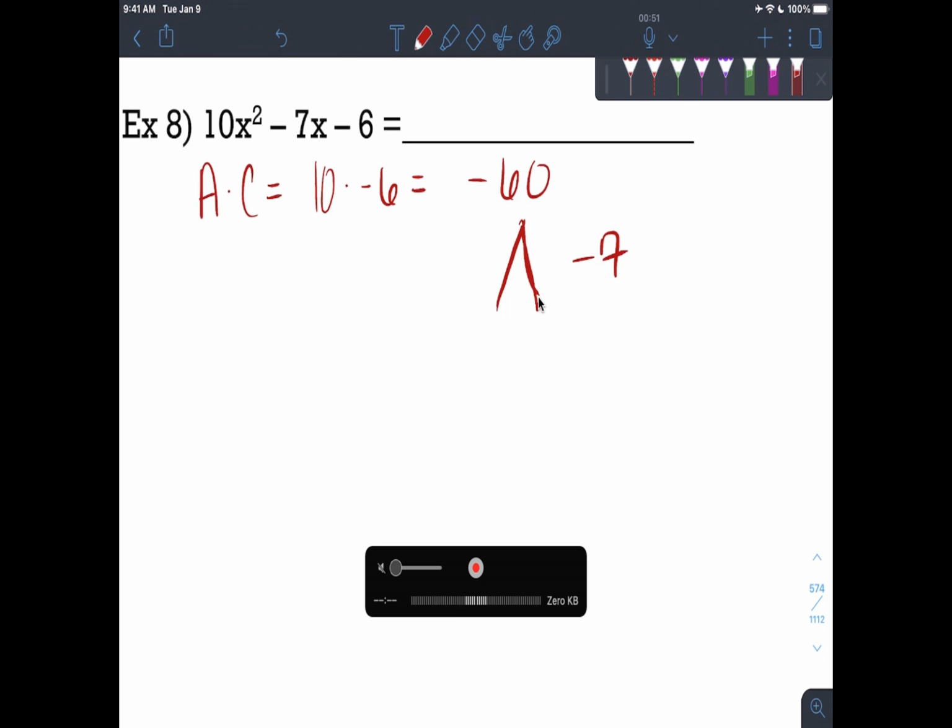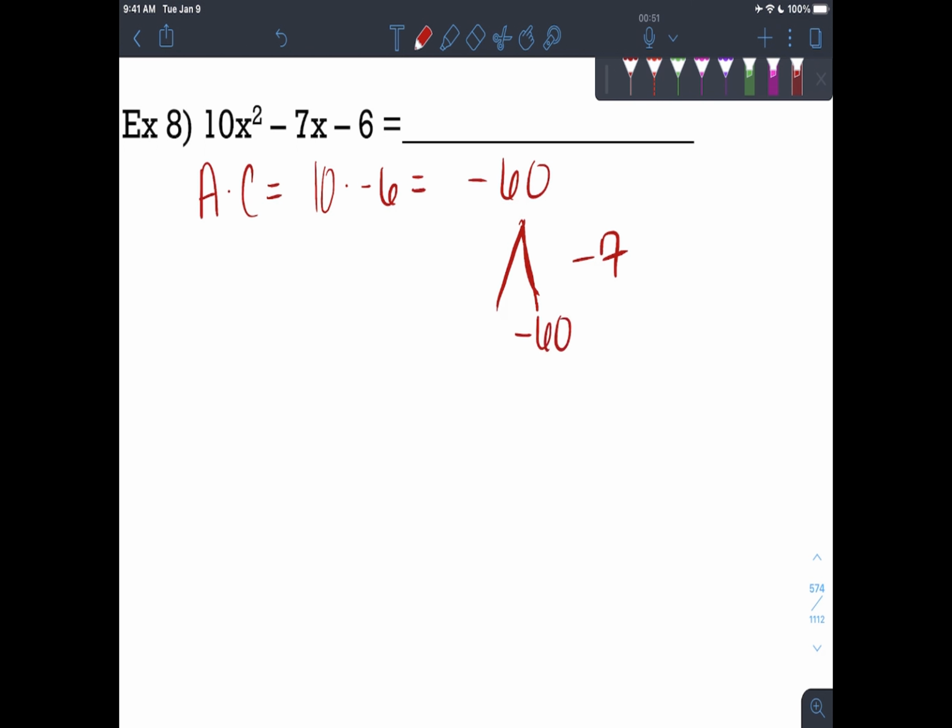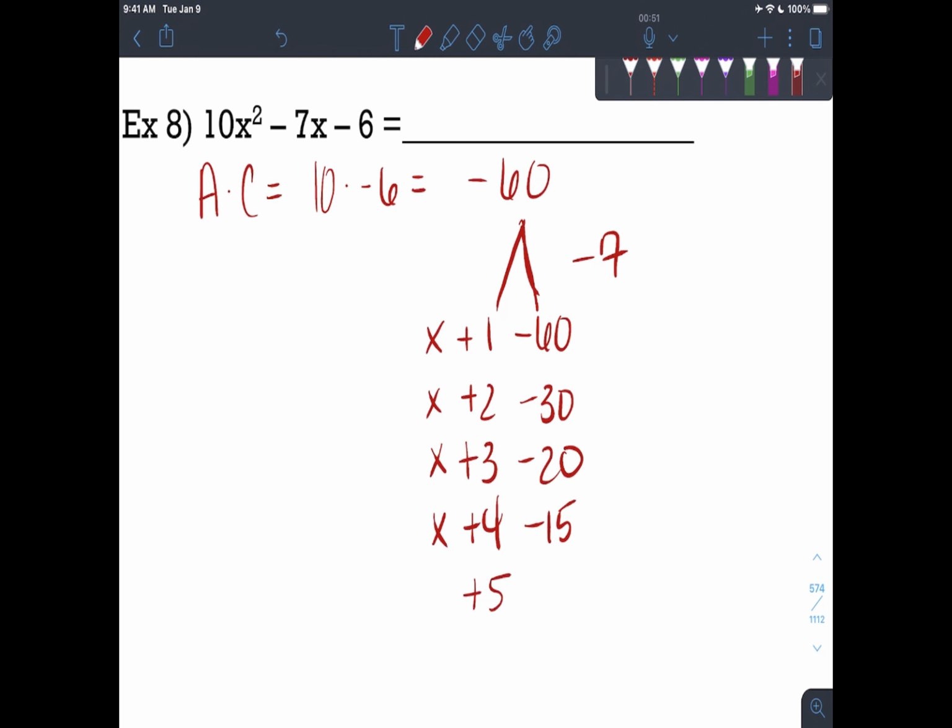So I'll go ahead and say, -60, +1. That's not it. +2, -30. Nope. +3, -20. No, but we're getting close. +4, -15. No. +5, -12. Yes, those are the two numbers I'm looking for. So let's go ahead and split apart that B term.